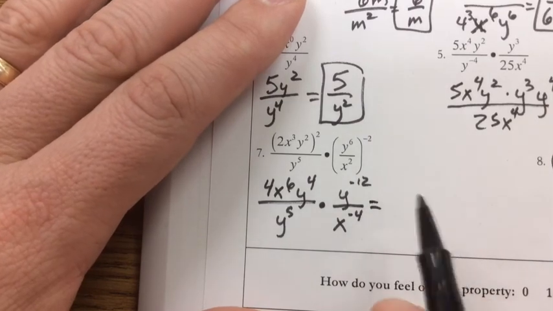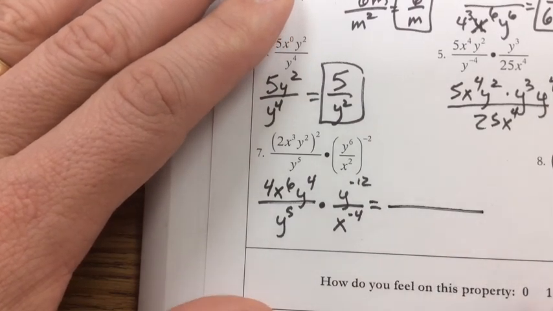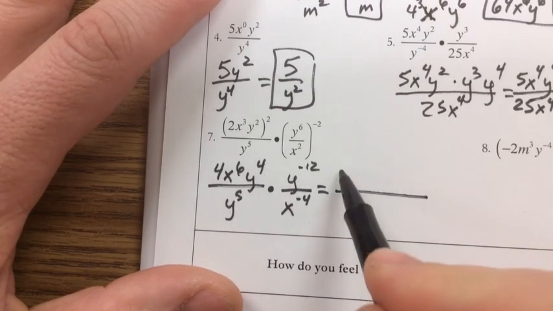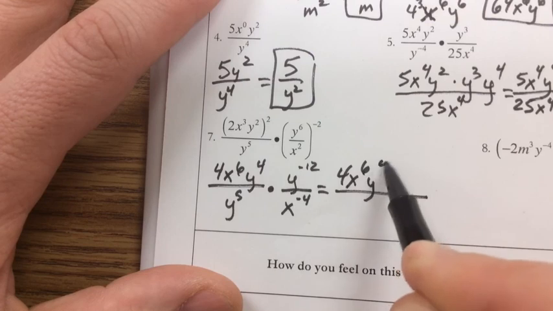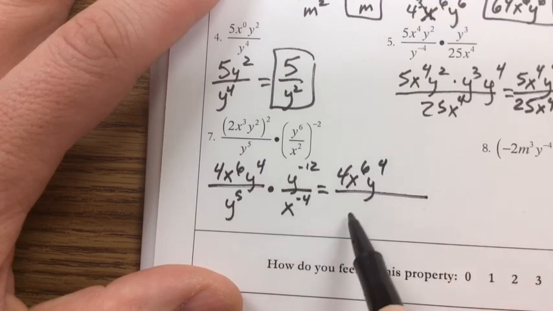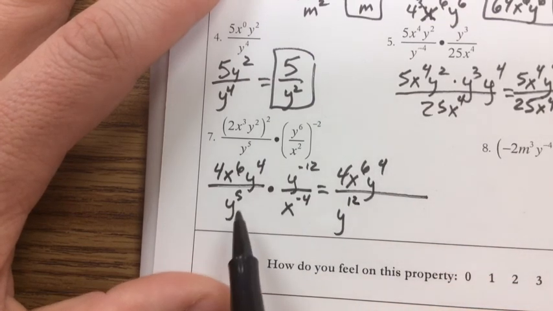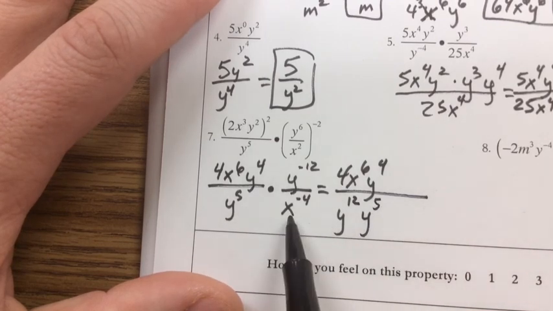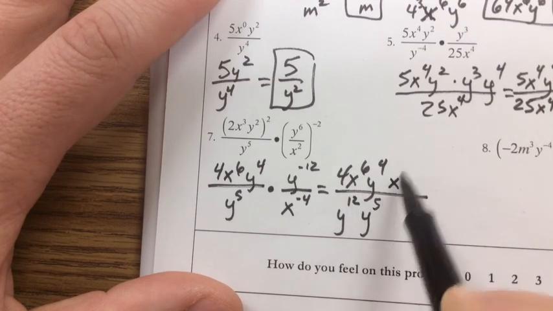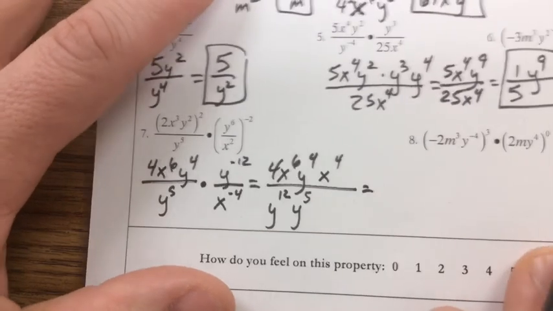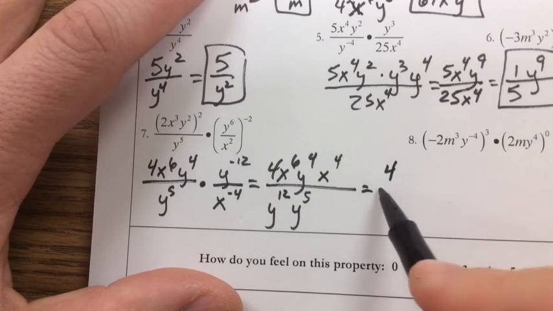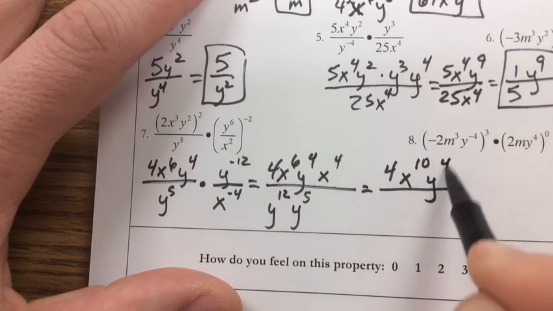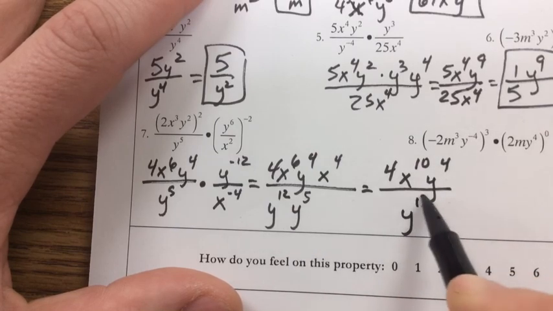So now I'm going to move things around. Think of it as one big fraction. So I'm starting at the top left, looking at just the top left, that all stays where it is. Top right, that moves to the bottom. Bottom left, that doesn't move anywhere, it just stays where it is. Bottom right, that moves to the top. So with that said, now I can combine like terms. 6 and 4 is x to the 10th, y to the 4th on the top. On the bottom, y to the 17th.